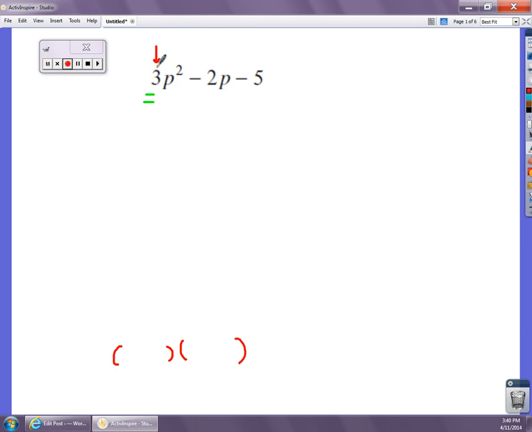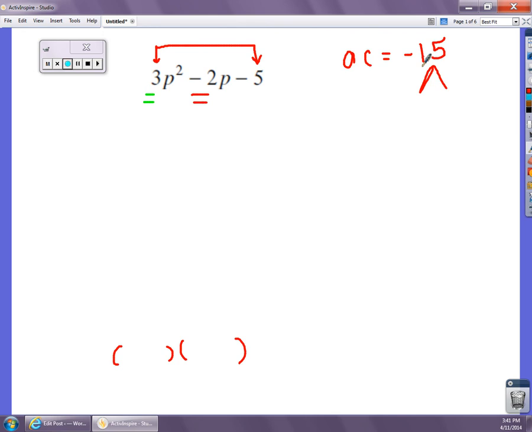First step is to always take the first number, the a, and multiply it by this c, which is the last number. Remember to keep in mind if it's the last number and the first number, whether they're negative or positive. In this case, you have a 3 and a negative 5. And when you multiply a times c, you get negative 15. And now you're looking for the two things that multiply to negative 15, but they also have to add to that middle term, which is negative 2.